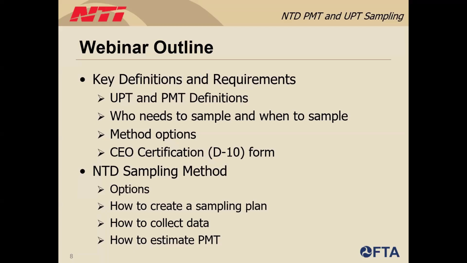And then we'll cover the different options for sampling methods and how you would report your sampling methods on the D10 form, which is in your annual NTD report package. Matt will then walk us through the NTD sampling method in detail, including the options you have when you're using this method, how to create a sampling plan, how to collect data for your sample, and then how to use that data to estimate your PMT.